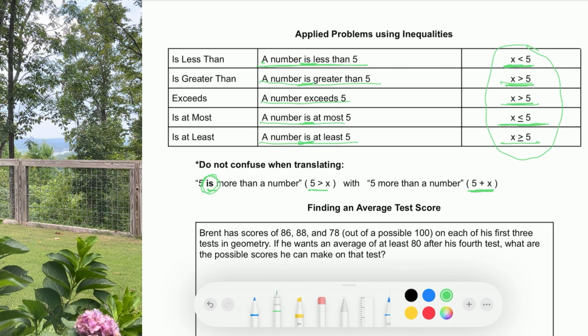The opposite of that is a number is at least 5. So it must be 5 or greater. The lowest it can be is 5, at least. So we're going to have x is greater than or equal to 5. So hopefully now you can see how having that word "is" in there changes what you're going to write as your answer. If the word is not there, then you're translating like you were previously.